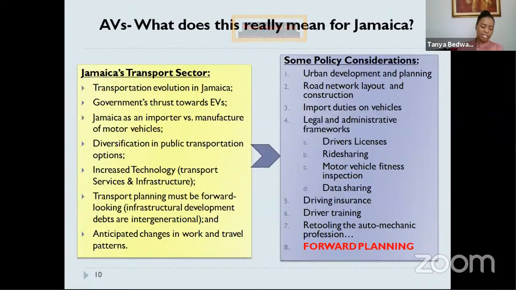Okay, right. So the implications for Jamaica are grave, and as I pointed out, we're not manufacturers, but rather importers of vehicles. From Jamaica's perspective, we're currently in the process of reviewing a national transport policy. And whereas these are not matters that exist right now, certainly the policy is forward-looking and therefore will address considerations for these technological developments such as autonomous vehicles.